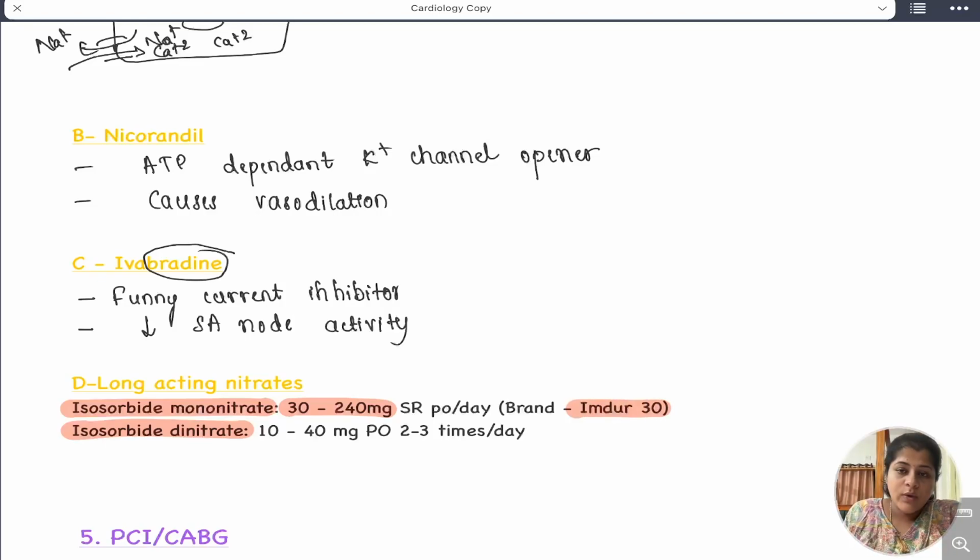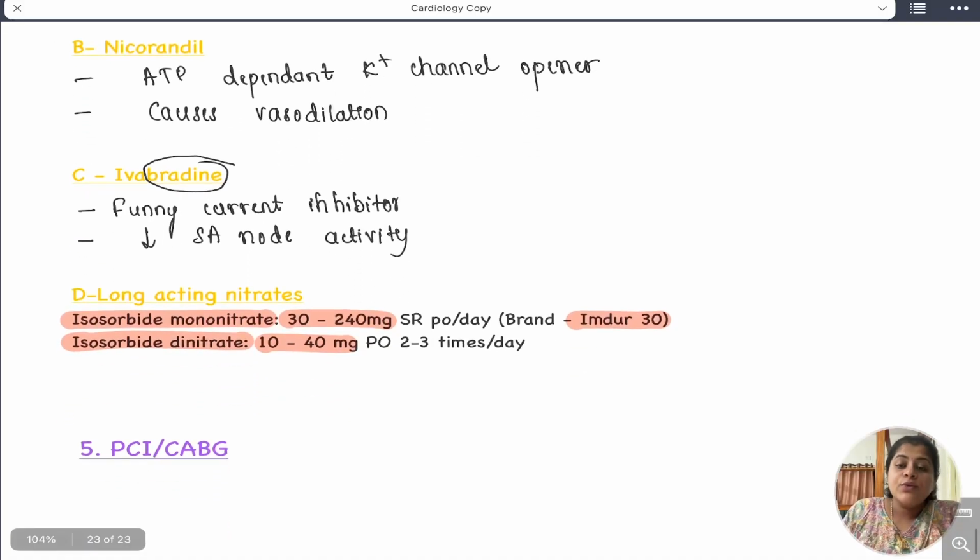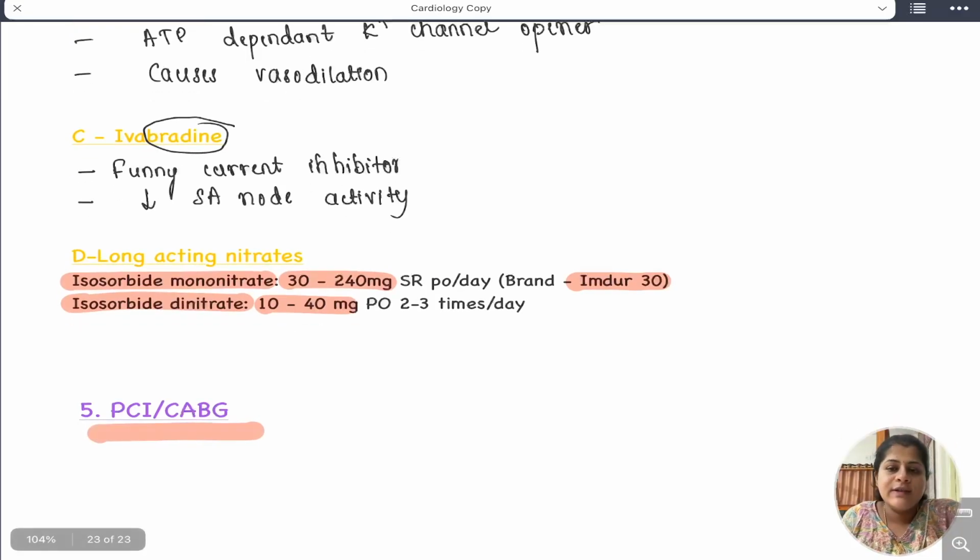30 once a day. Then you can also give isosorbide dinitrate 10 to 40 mg orally 2 to 3 times a day. If there is no response to all these four aspects, then you will send the patient for PCI or CABG. We will learn about PCI, CABG, their indications in depth in further videos. Okay, this is about treatment of chronic stable angina. I hope this is very clear.